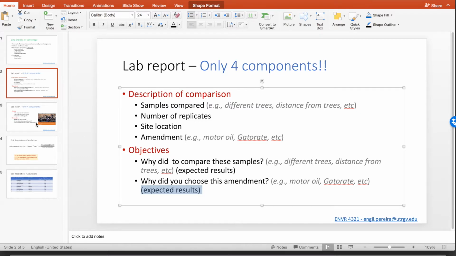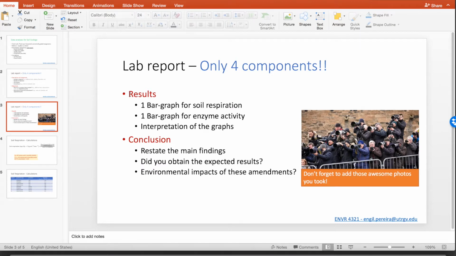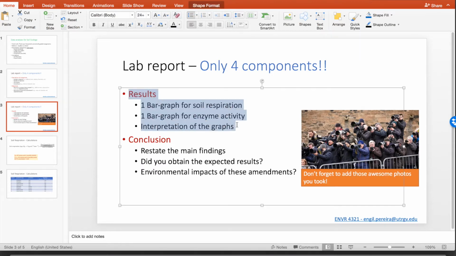Okay. Then the third component you need to have is your results. On your results, I want to see 1 bar graph for soil respiration, showing the data of soil respiration across all your samples. And the other bar graph I want to see is about this enzyme activity. And within the results, I also want to see some interpretation of the graphs.